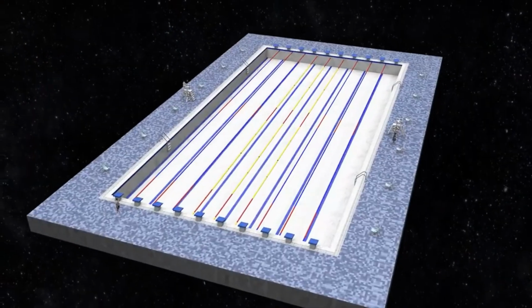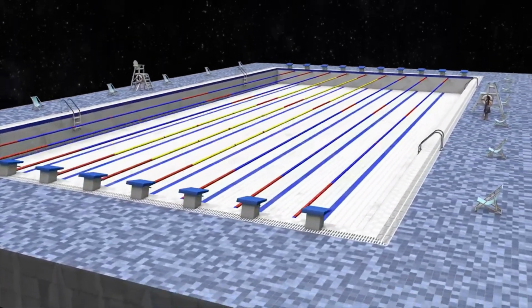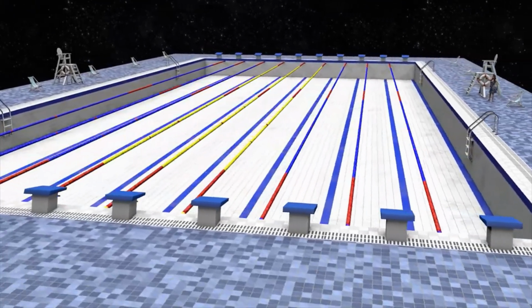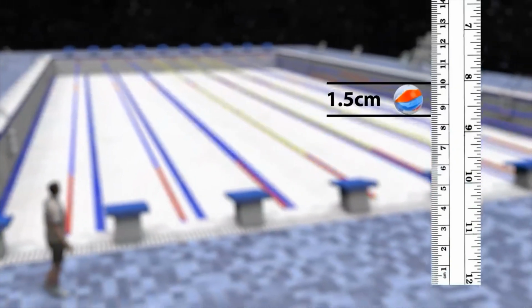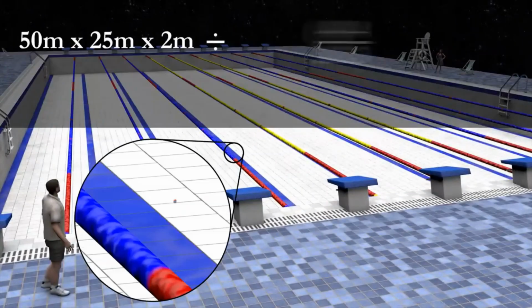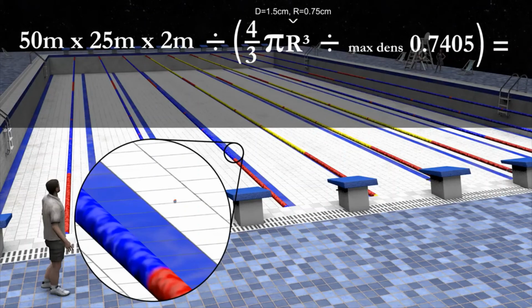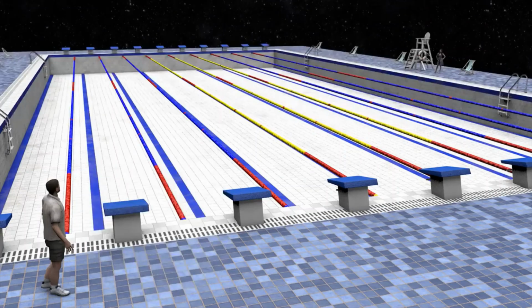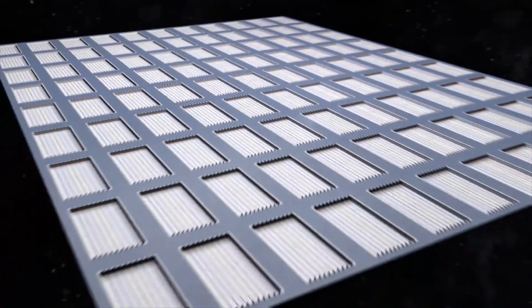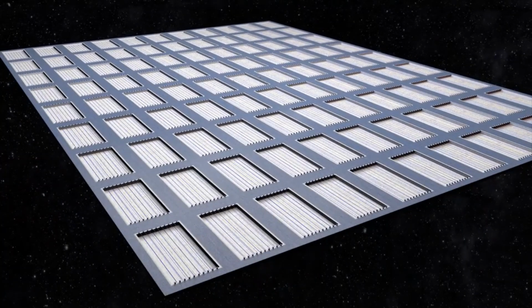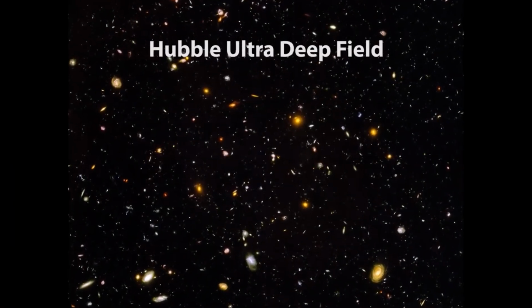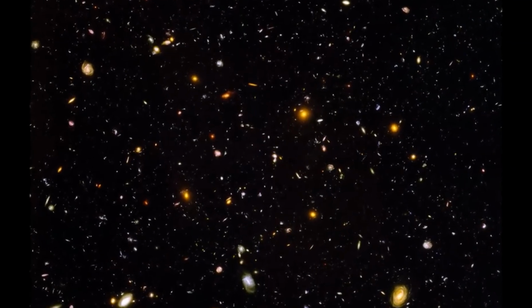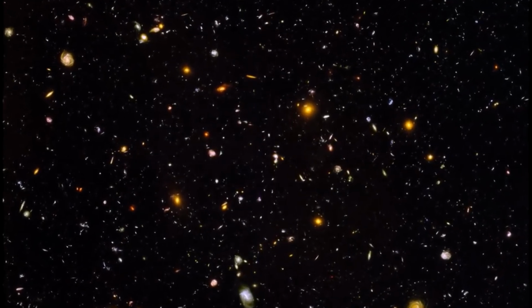To get an idea of how many stars are in each one of those galaxies, imagine an Olympic-sized swimming pool and fill it with standard 1.5 centimeter marbles. If my calculations are correct, taking into account the max density of close-packed spheres, it would fit around 1 billion marbles. That would mean we need 100 Olympic-sized swimming pools full of marbles to equal the number of stars in an average galaxy. In a similar, more recent capture called the Hubble Ultra Deep Field Image, we can see around 10,000 galaxies, each with around 100 billion stars.